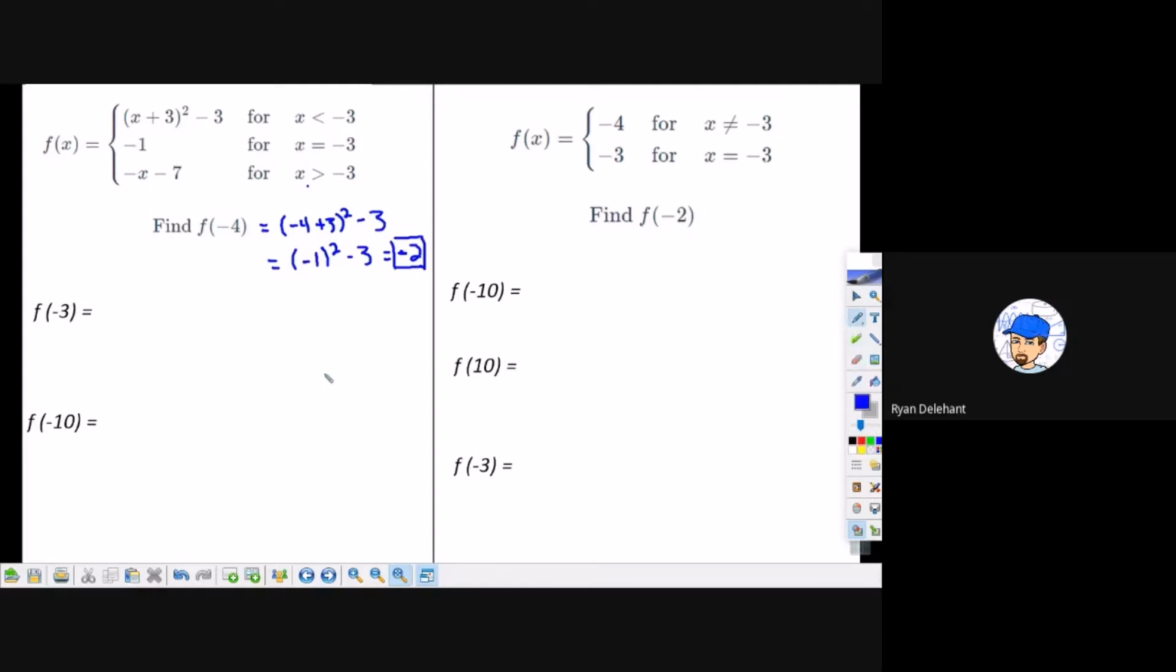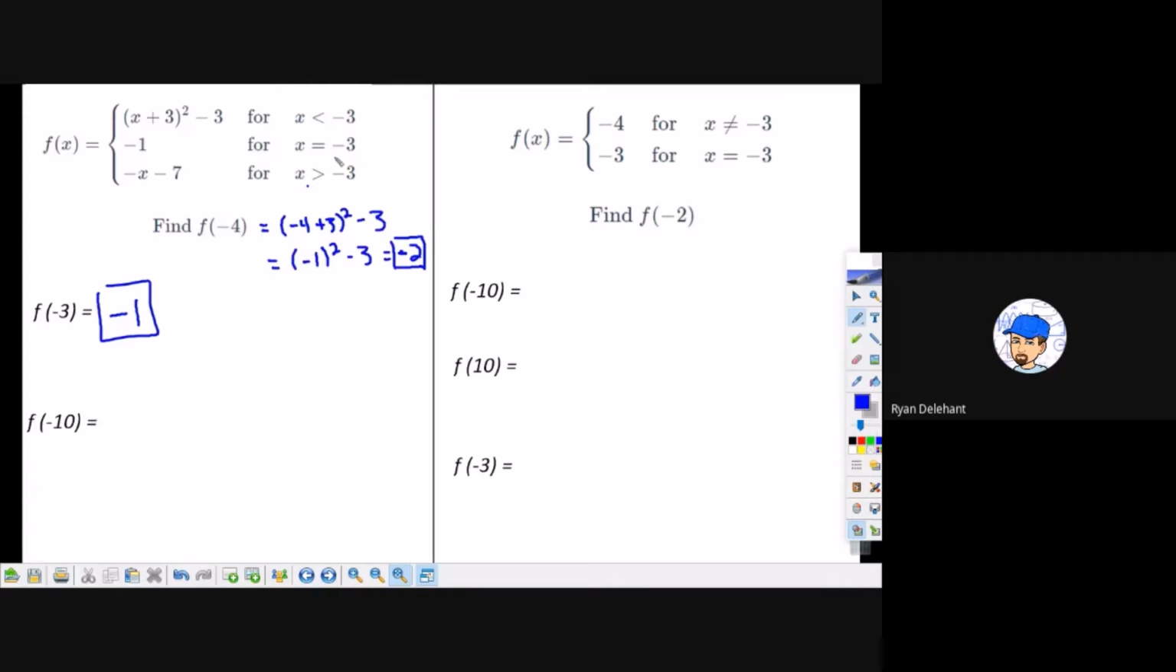Same thing with all these others. -3. -3 is equal to -3. So that means I'm going to use this -1. This one's tricky because is there anywhere to plug in the -3 into that equation? No. Anytime you're just given a number without an x, that's always what the answer is. Anytime you see an x in one of the equations, you've got to plug it into that equation to find the answer.